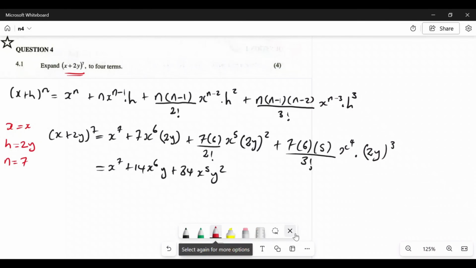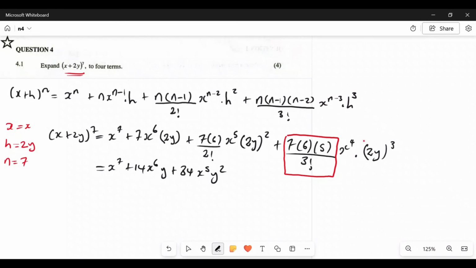Now we move to the fourth term. Again, we're going to take all of this, insert it in our calculator. And let's not forget we have 2 to the power of 3 as well. When you do that, we're going to get plus 280 x to the power of 4 y cubed. So this here is how you actually calculate this problem here. We have the first term, the second term, the third term, and the fourth term. So we managed to expand this to fourth term.